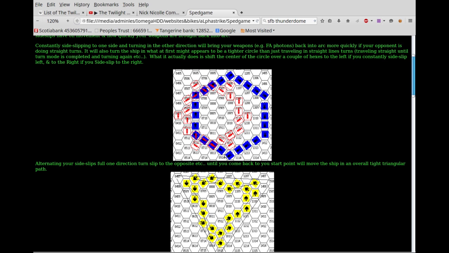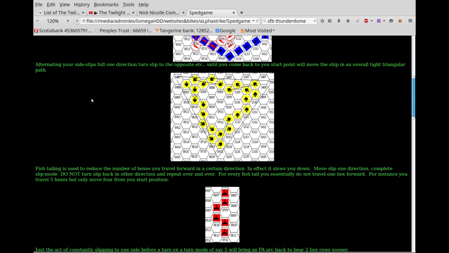So as you can see, if they had both started going in this direction, it simply shifts the Gorn to the left. Now if you alternate your side slips, full one direction turn, slip to the opposite, etc., until you come back to your start point, will move the ship in an overall tight triangular path.